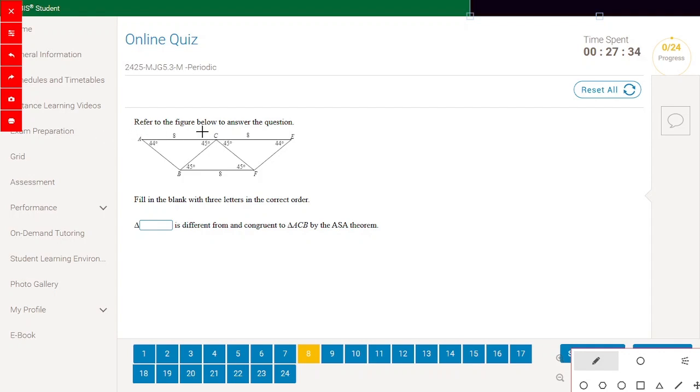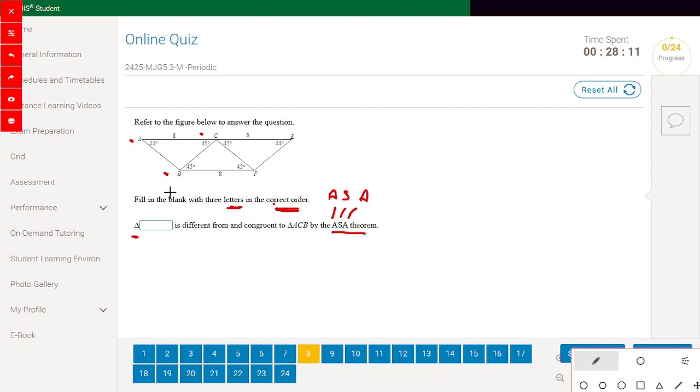Now refer to the figure below to answer the question. I have three triangles here. Fill in the blank with the three letters in the correct order. Triangle blank is different from and congruent to triangle ACB by the ASA theorem, angle side angle. Angle side angle. Okay.